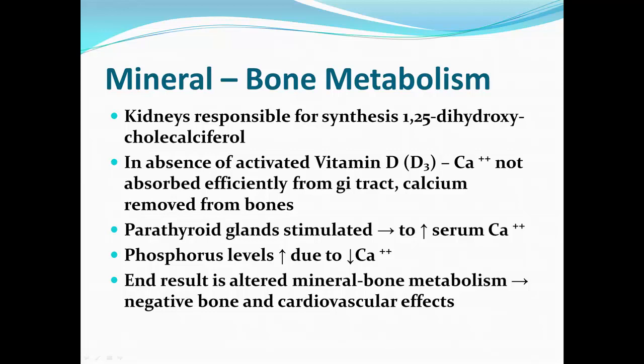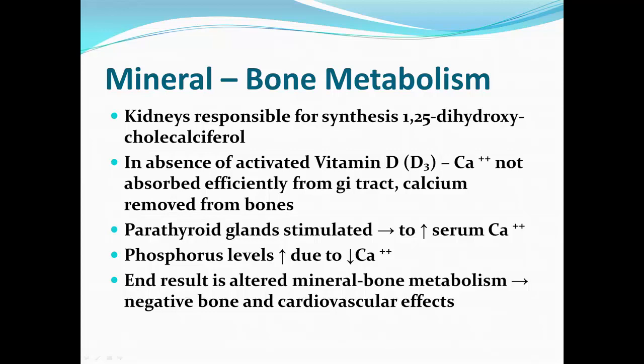However, remember the phosphorus levels are still very high because the calcium level is low, and so the parathyroid glands continue to tell the body to increase the calcium level, but the body can't do that because they don't have the 125 and they're not able to absorb. So the end result of this mineral bone metabolism defect is that it has both negative bone as well as cardiovascular effects.